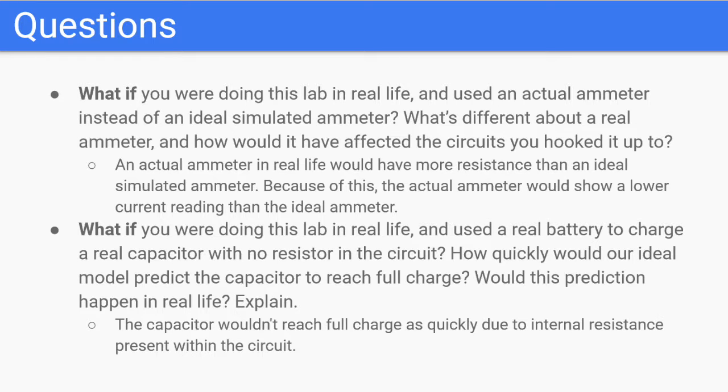Question 1. An actual ammeter in real life would have more resistance than an ideal simulated ammeter. Because of this, the actual ammeter would show a lower current reading than the ideal ammeter.